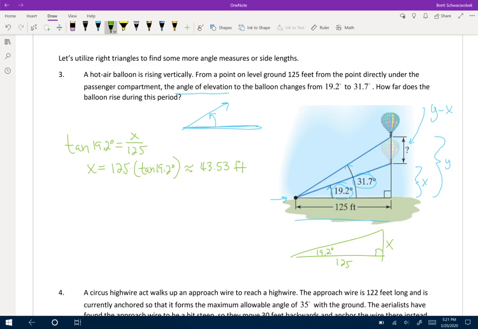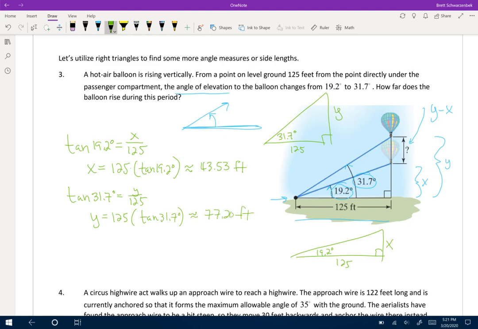Well, we also have a bigger triangle, okay, where we have a 31.7 degree angle, and we still have 125 feet down here, but this time we labeled this y. So you'll see that it's exactly the same setup, so therefore tangent will be used again. Tangent of 31.7 degrees is equal to y over 125. We multiply both sides by 125 and get y is equal to 125 times the tangent of 31.7, which will give us approximately 77.20 feet.